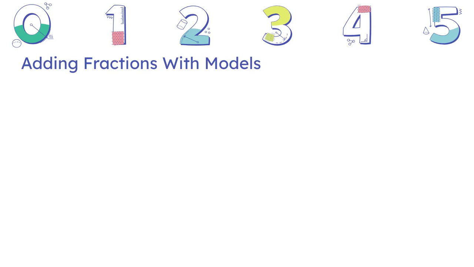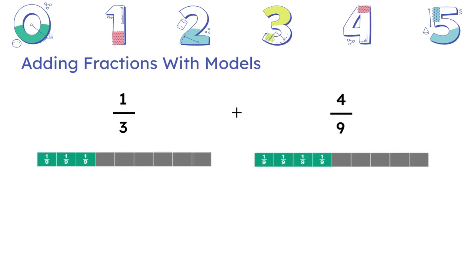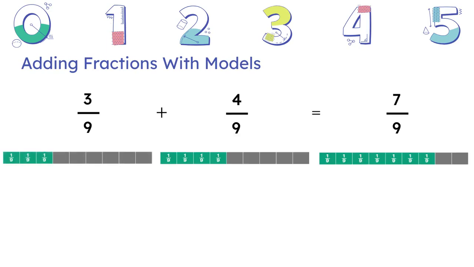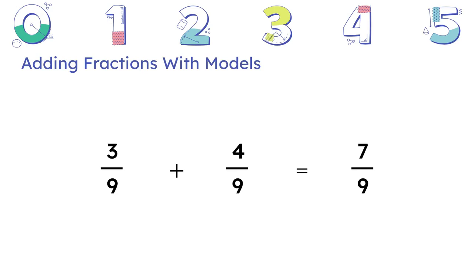Now we just need to rewrite 1/3 as 3/9 to match the modeled fraction strips. Now that we have the same number of parts in each fraction, in other words, the denominators are the same, we can easily add the numerators, which are represented by the green colored parts in the fraction strips. So we see that 3/9 plus 4/9 equals 7/9. We can also see that once we have a common denominator, adding fractions is as simple as adding the numerators. 3/9 plus 4/9 equals 7/9.